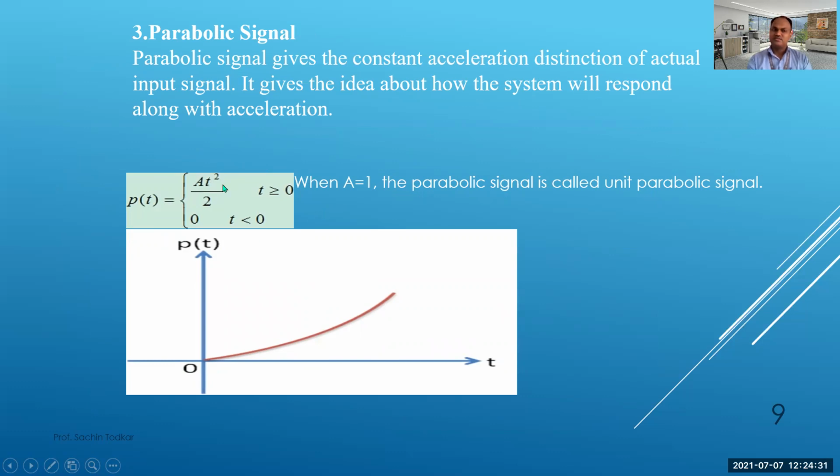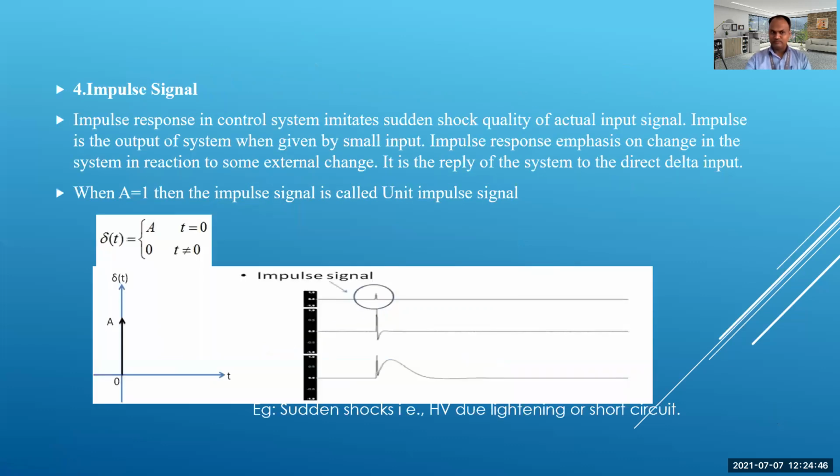So in this case, the parabolic signal will be a function of t square divided by 2, and we can see that it is the equation of a parabola, so it will behave like a parabolic signal.